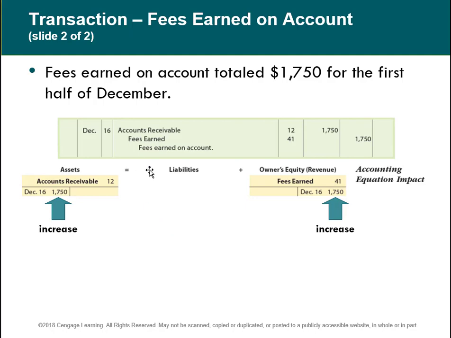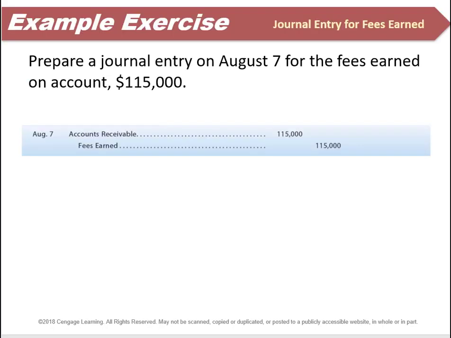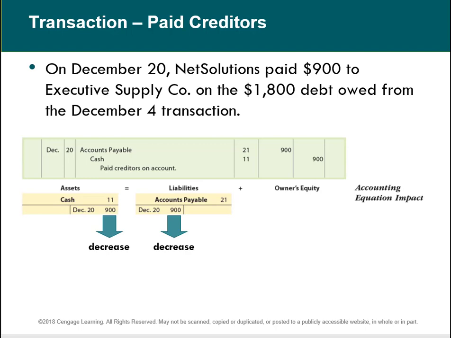Accounts receivable is in many ways just like cash. It's a step away from cash, hopefully. So increase the receivable, increase fees earned. And here's a journal entry, I've got the answer here for you. Prepare a journal entry for fees earned on account, $115,000. So debit accounts receivable and credit fees earned. I think you should be through all this stuff by now.